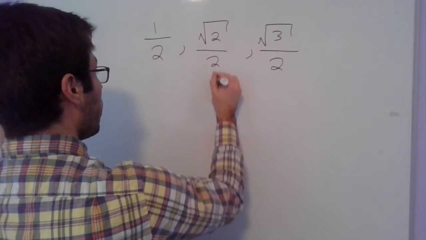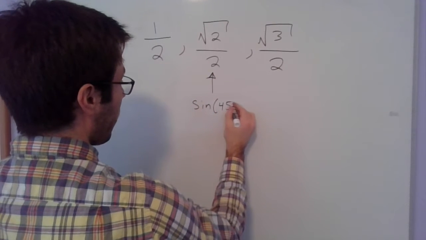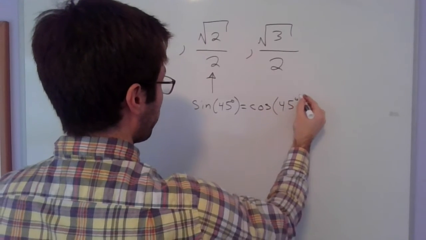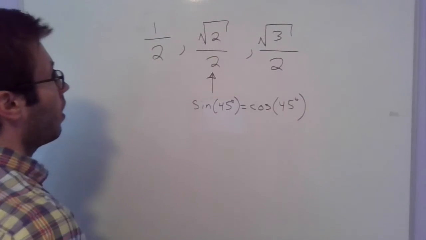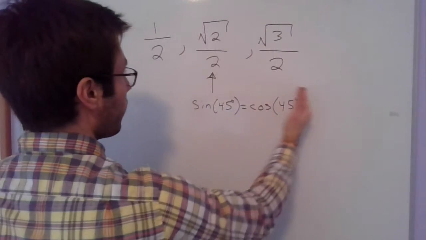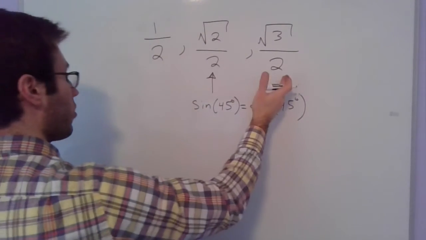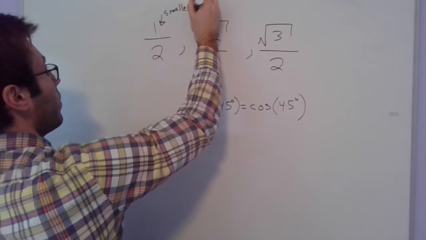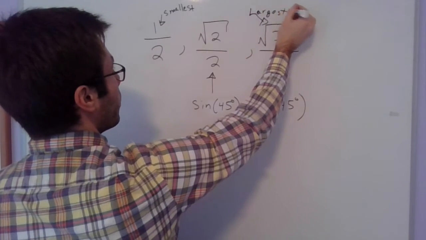We already talked about this value right here. We said this was sine of 45 degrees. In other words, that was cosine of 45 degrees. So we said this right here is equal to that. The other important thing is I wrote these out in a specific order. The order, which these all are labeled, are from least to greatest. So this is my smallest value, and this value is my largest. And this is the middle one.